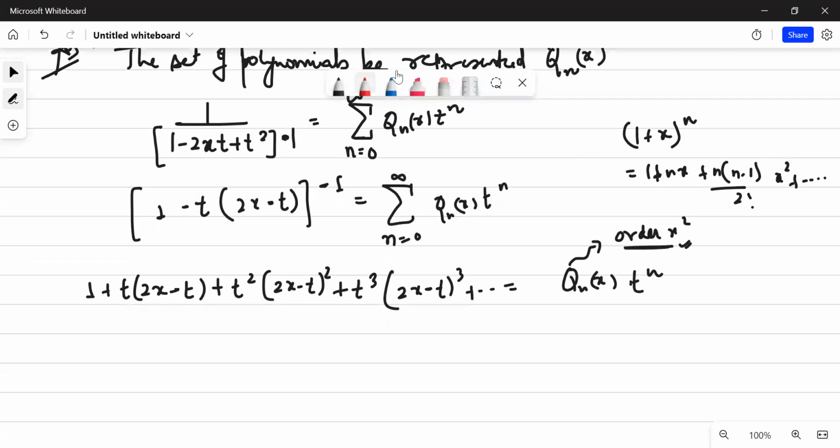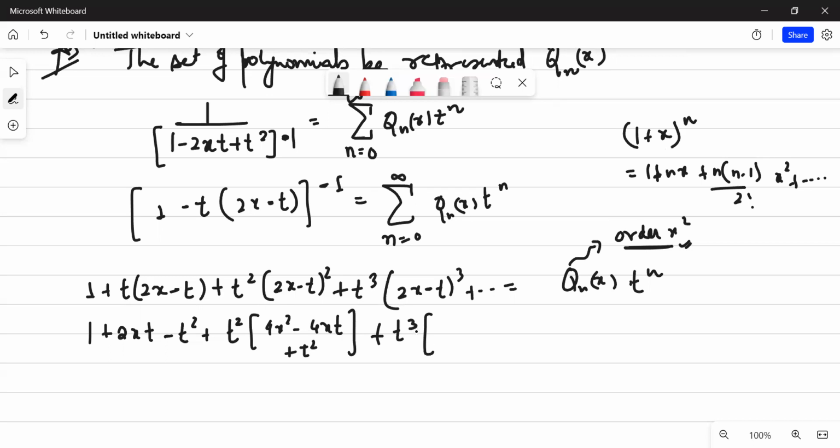So if you just add these terms up, let us see, 1 plus 2xt here, then minus t square here, then again you have this t square here, and this will be 4x square minus 4xt plus t square, and then you have this t cube. I'm not going to see all these terms because this will obviously contain a higher term, it will not contain the term x square.